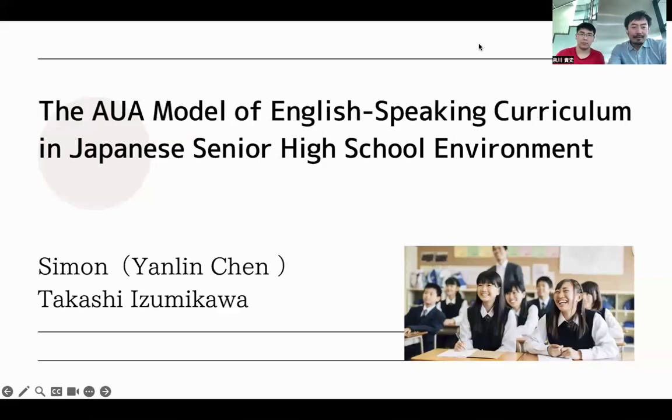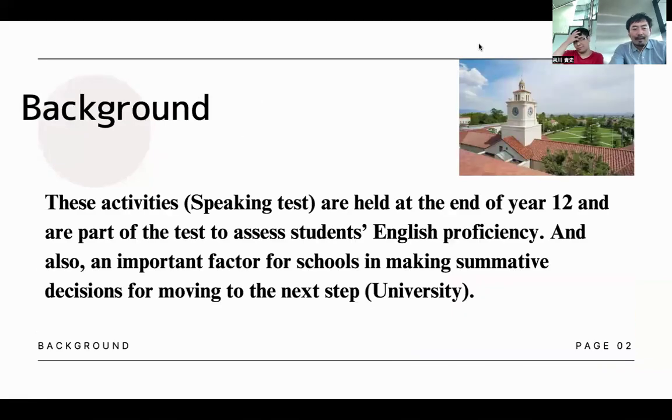Okay, we are going to talk about the AUA model of English speaking curriculum in the Japanese senior high school environment. These activities, the speaking test, are held at the end of year 12 as a part of the test to assess students' English proficiency, and are also an important factor for schools in making a summative decision for moving to the next step.